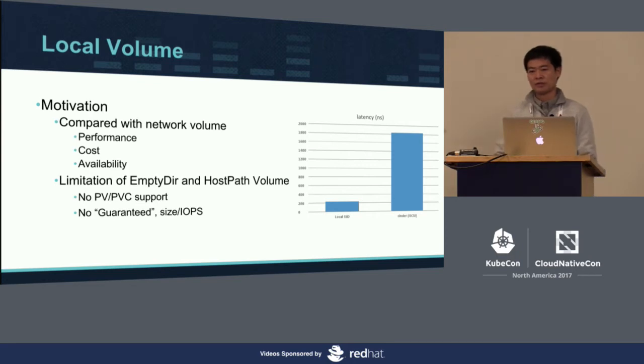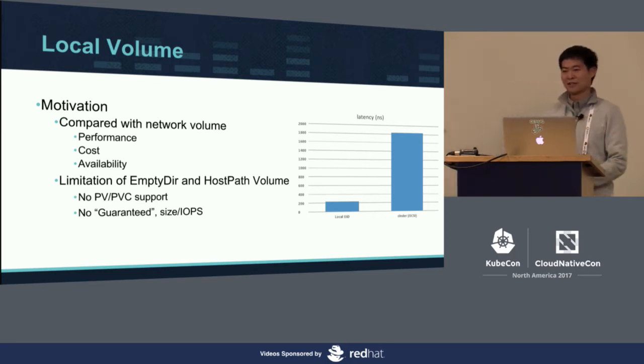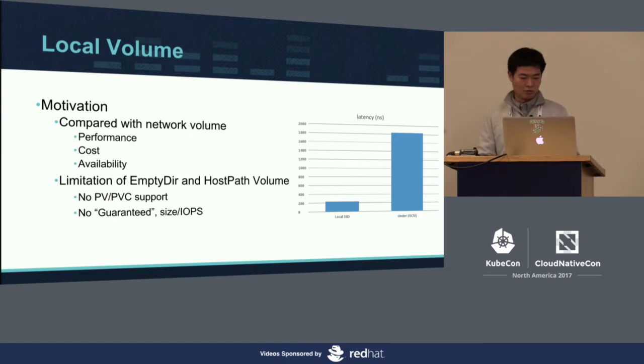First is performance. I think it's quite common sense that local SSD performance must be better than network volume, especially for IO latency. We have test data: if we write a 4KB block on local SSD, it takes about 200 nanoseconds, while if we write it on the Cinder volume, it takes about 1,800 nanoseconds. So local SSD performance is much better.